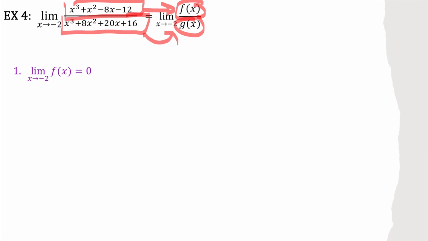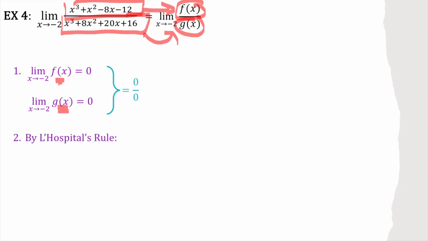First, we're going to plug in -2 to the top. And look at that, I just wrote f of x. The limit as x approaches -2 equals 0. Let's try the denominator. The limit as x approaches -2 of g of x also equals 0. And there we have our indeterminate form. So we bring in L'Hopital. And when we rewrite the original problem, we can just use our f of x, g of x notation.